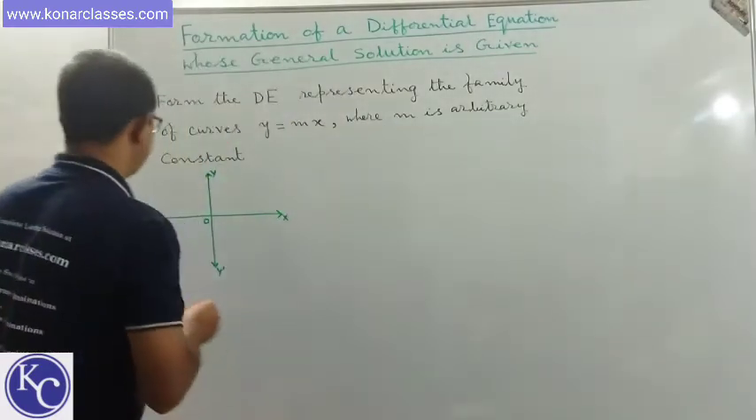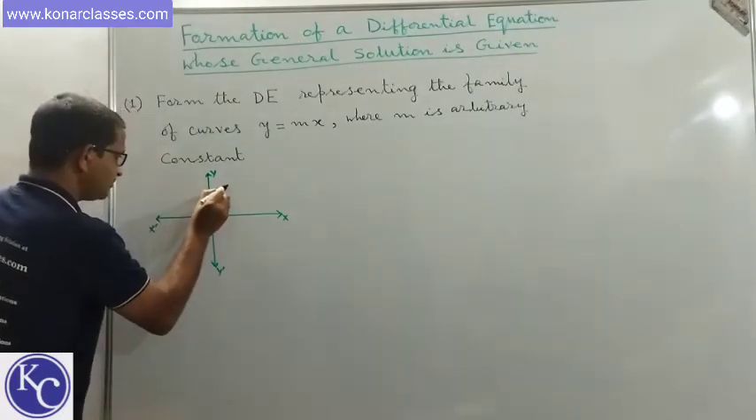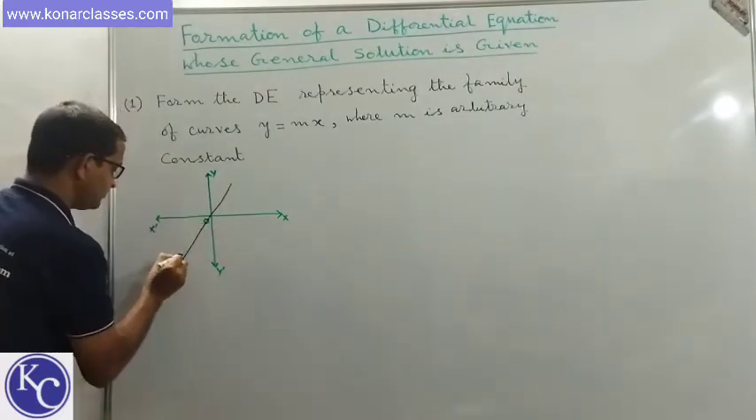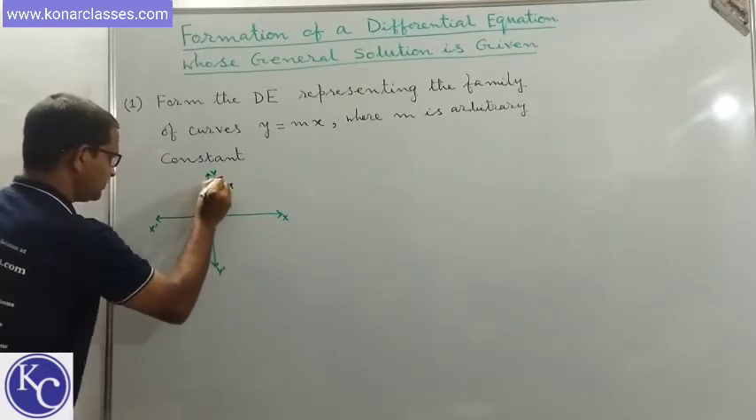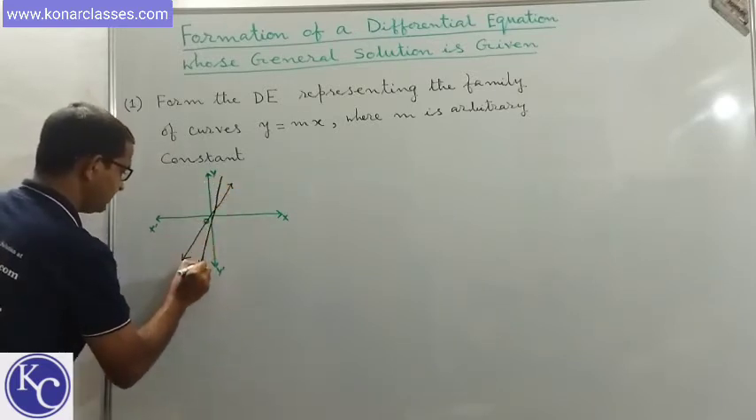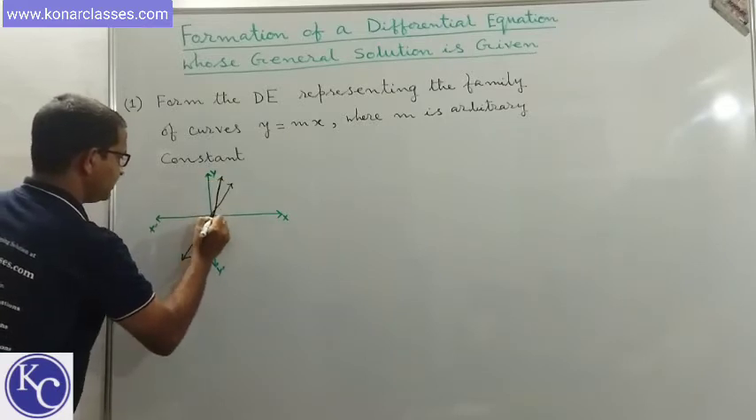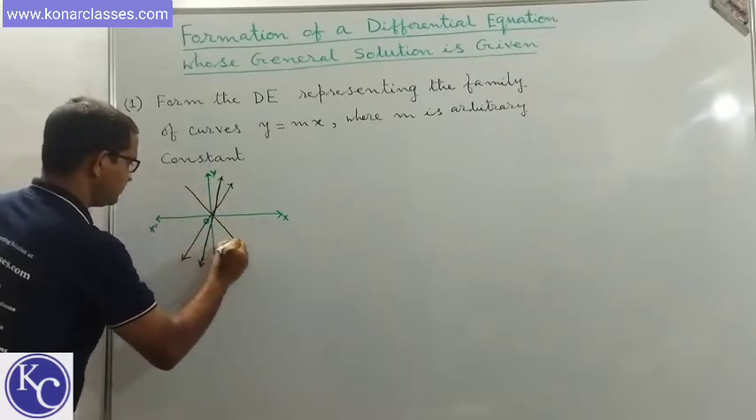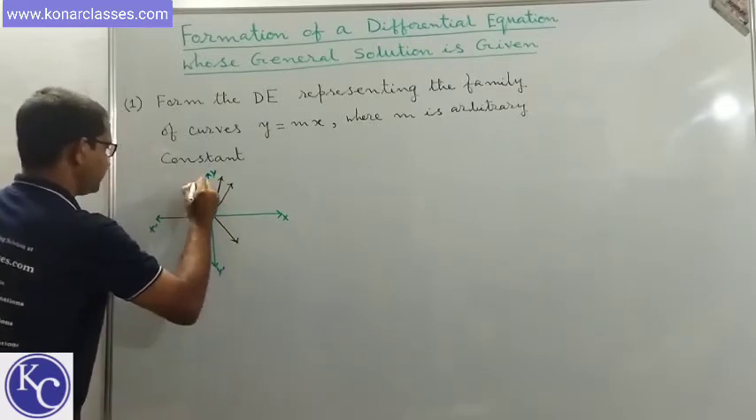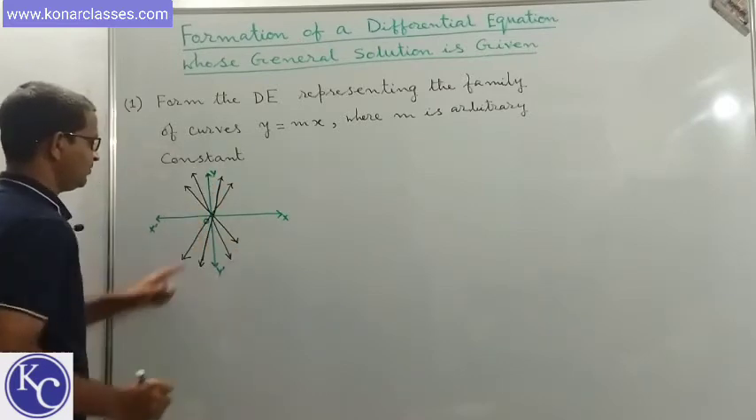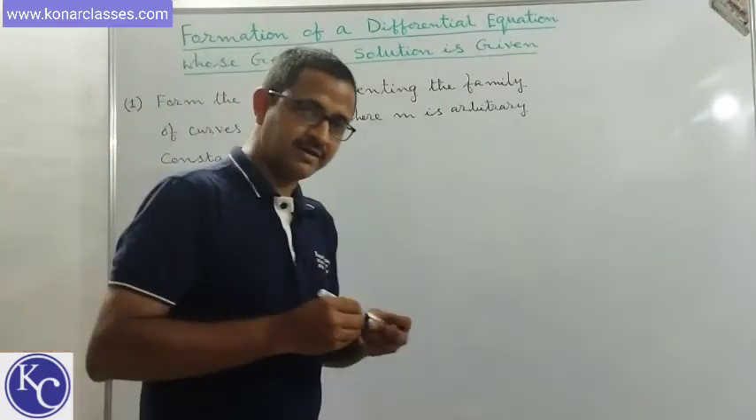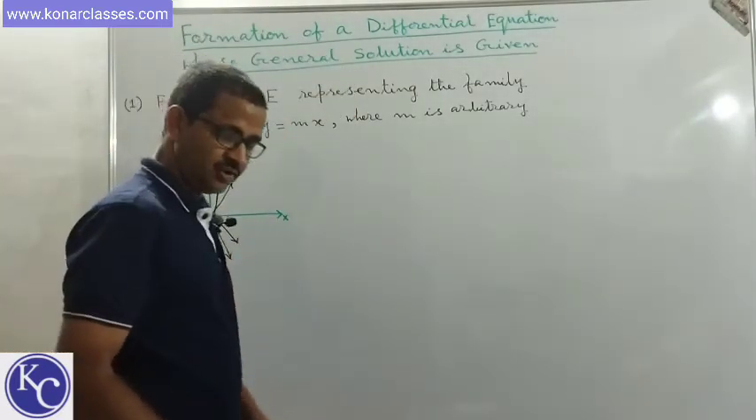So, a straight line passing through the origin. It can be something like this. All of these, whatever I am drawing in black color, are passing through the origin. It could be this. All these are straight lines. Whatever I have drawn in black color is represented by y equal to mx.